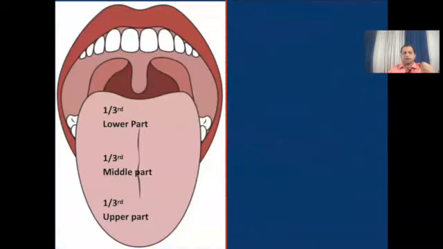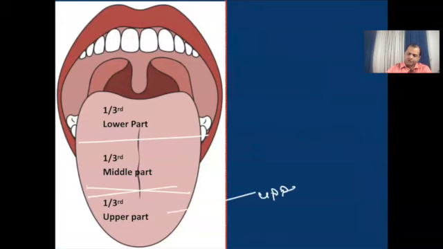Now look at here. We can divide the tongue into 3 parts. So if we divide the whole tongue into 3 parts, look at this image. So this is the upper part. It represents the upper body, or we are telling this represents the upper burner.